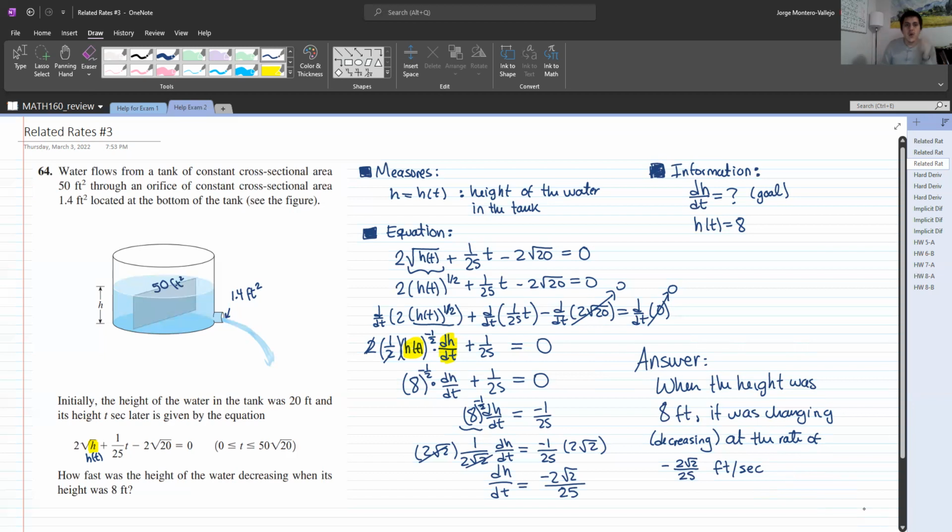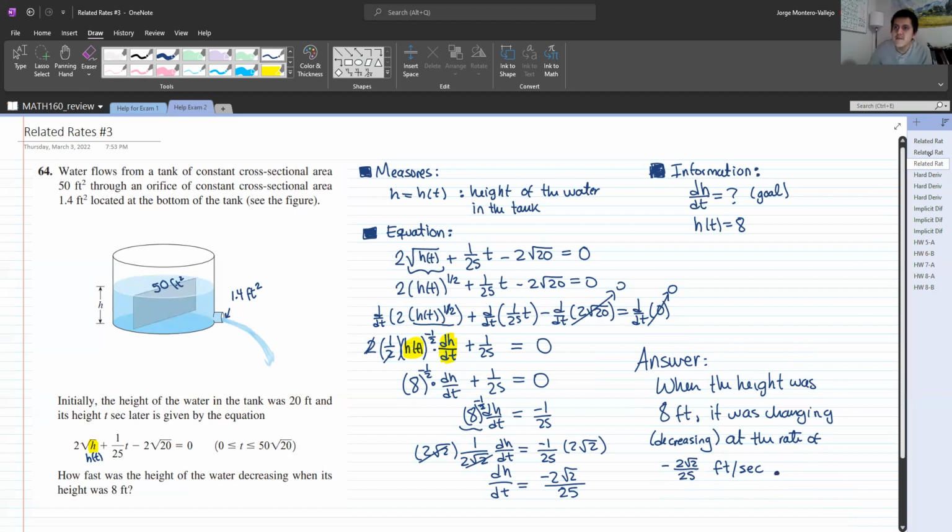Because as the water flows out of the tank, the height is going down. So the change is negative. So the rate of change is going to be a negative number. And what we got is a negative number. Okay, so I hope that this made sense.